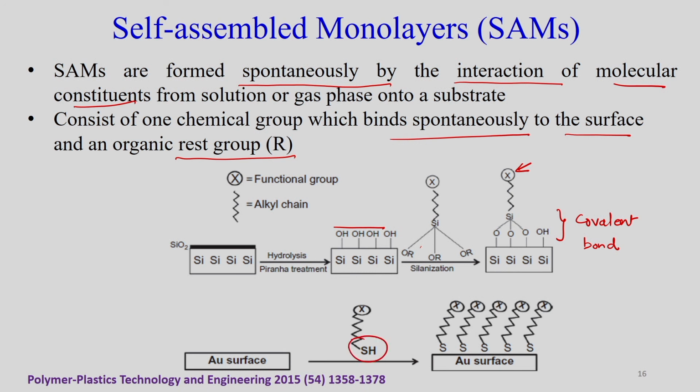And if you have a gold surface, you have to use the thiol coupling agent which has the SH group, and it will form a sulfide bond on the surface. So, in this way we form the self assembled monolayers.